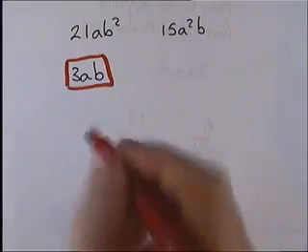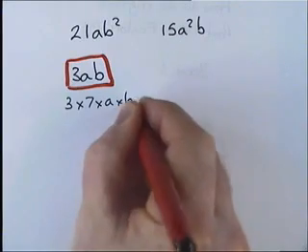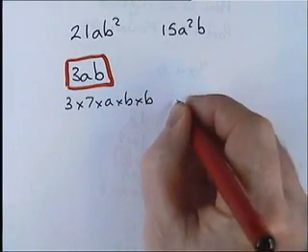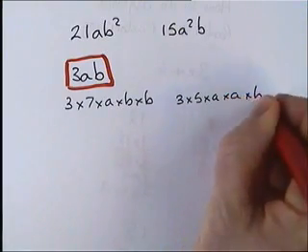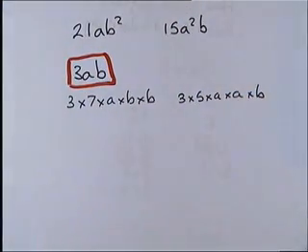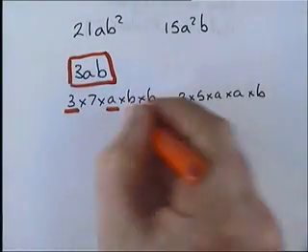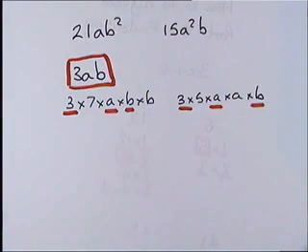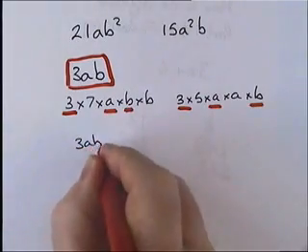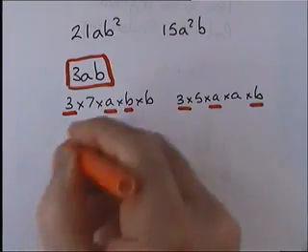If you wanted to write it out in full, you could have written that as 3 times by 7 times by a times by b times by b. And this one is 3 times by 5 times by a times by a times by b. And then if you underline the common bits, you've got a 3, an a, and a b. So the highest common factor in this case is 3ab. So that's another way of doing it, if you're finding it difficult to find those highest common factors.